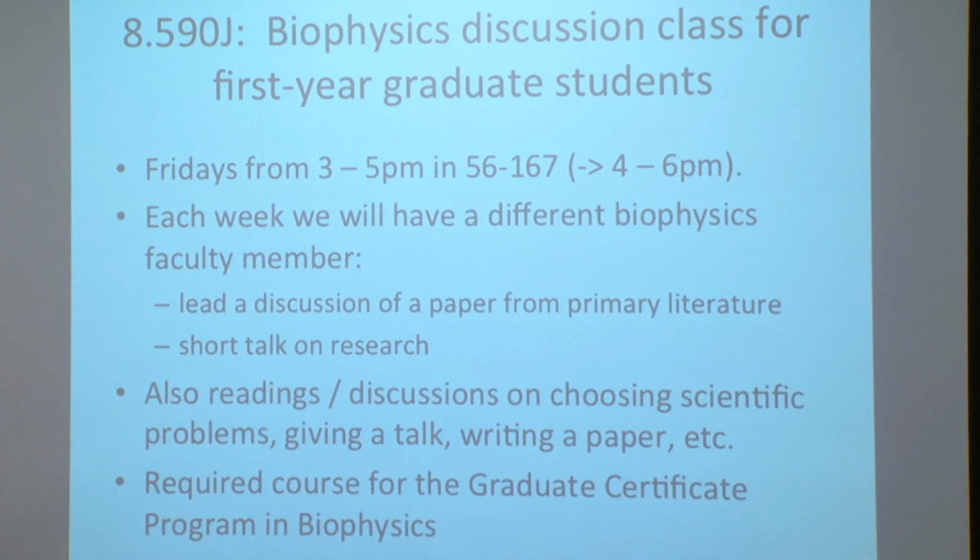Okay. I want to give a brief plug for another class that some of you, especially the first year students interested in biophysics, might be interested in. This is 8590J/20.416J. It's a class targeted for first year graduate students interested in biophysics. Basically, each week we read a paper. We have a different guest lecturer come from across campus, either physics, chemistry, biology, biological engineering, civil and environmental engineering. It's a great way to meet different faculty who are working at the interface of physics and biology in one manifestation or another. The class is going to be this Friday from 3 to 5, but in later weeks it's going to be 4 to 6 because it conflicted with something.